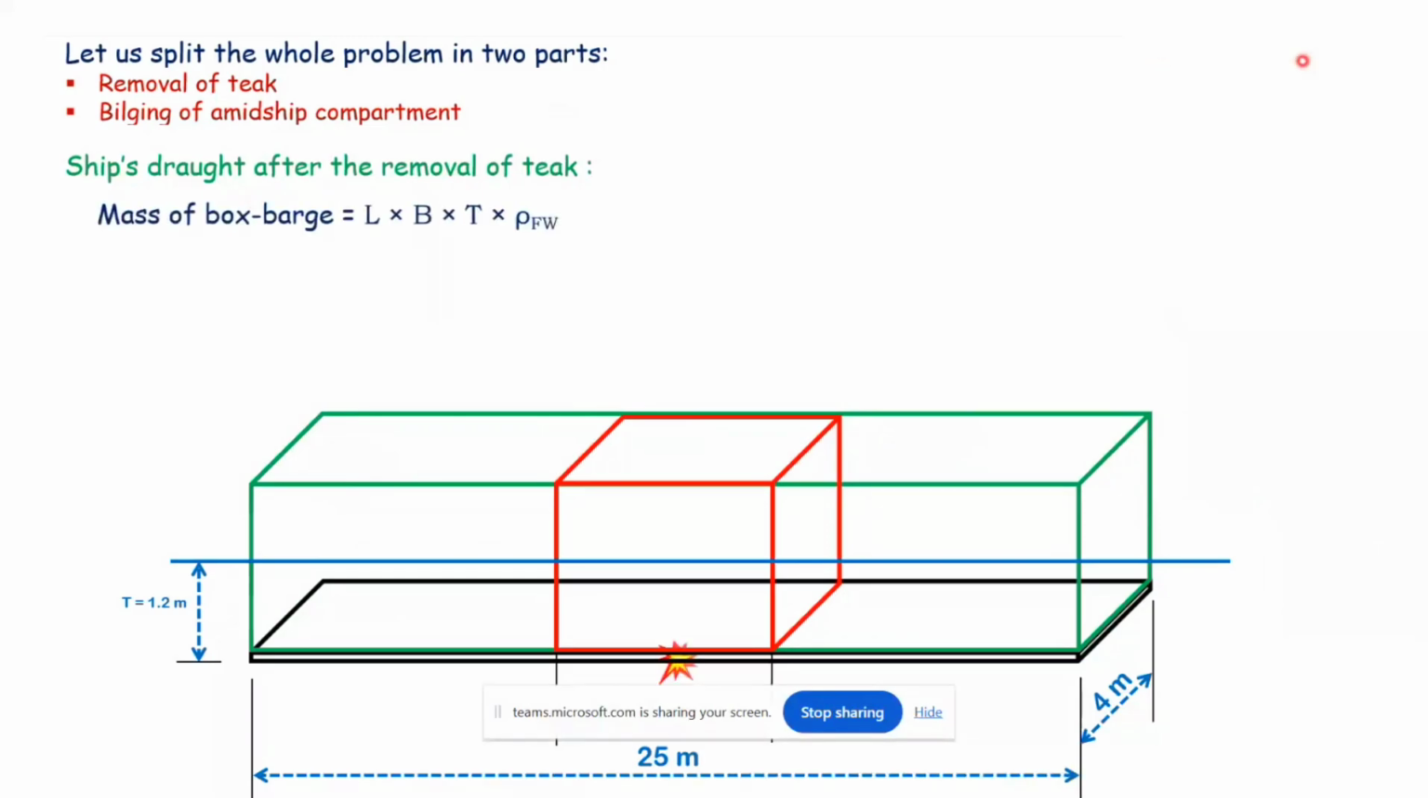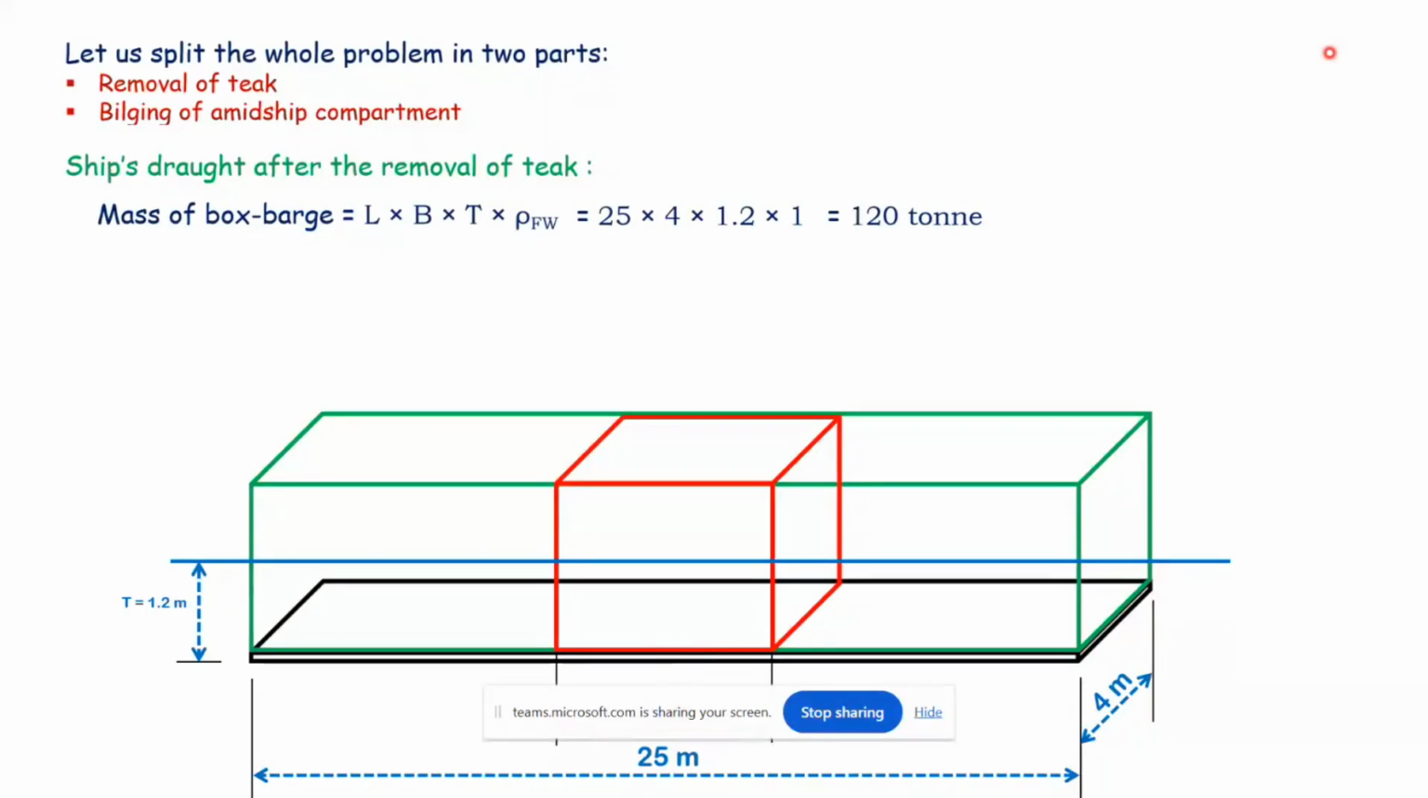Now, the initial mass of the box barge: how can you determine that? Length into breadth into draft gives us the underwater volume. If we multiply with the density of water, what we get is the mass of displaced water. That means the mass of the box barge, in tons of course. We may say mass or weight, but both are to be expressed in tons. So length into breadth into draft into the density of fresh water. The length, breadth, and initial draft we know, and the density of fresh water we know. So the mass of the box barge is 120 tons.